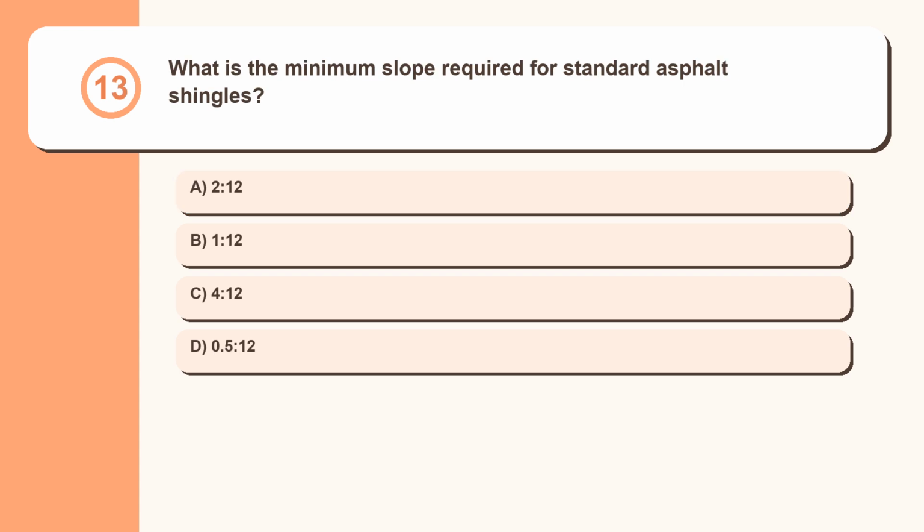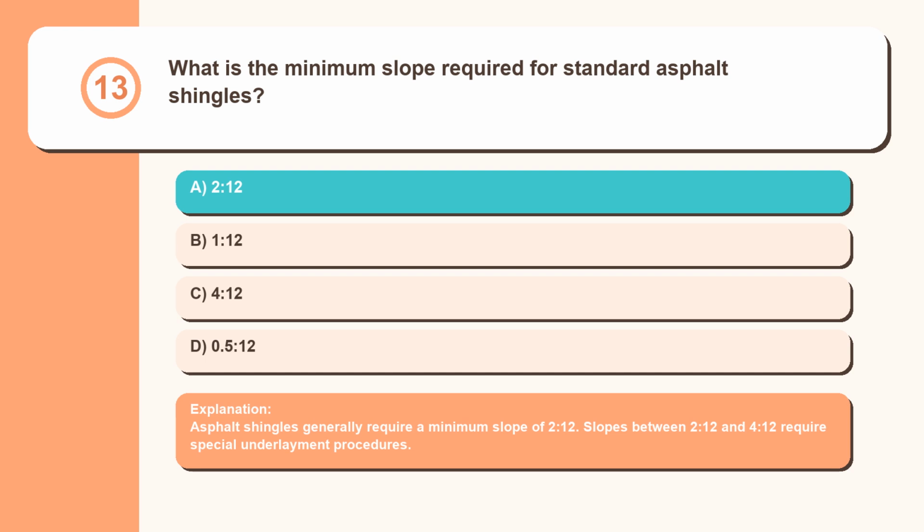Question 13. What is the minimum slope required for standard asphalt shingles? 2:12, 1:12, 4:12, 0.5:12. Asphalt shingles generally require a minimum slope of 2:12. Slopes between 2:12 and 4:12 require special underlayment procedures.